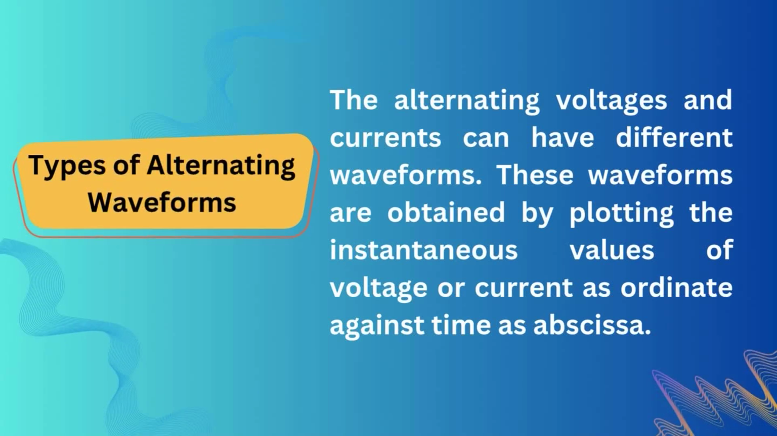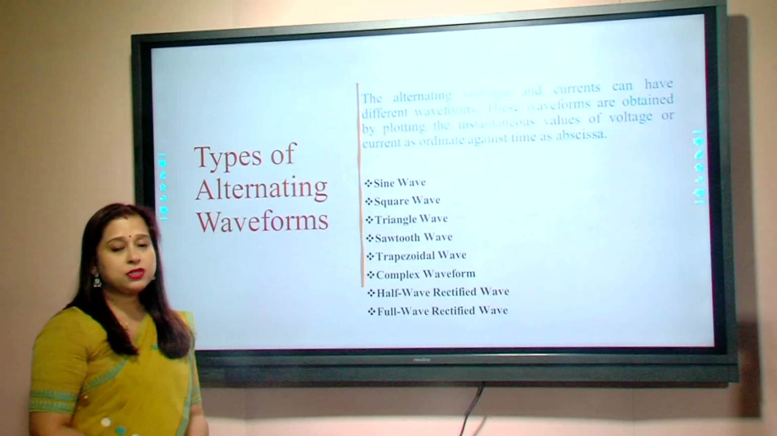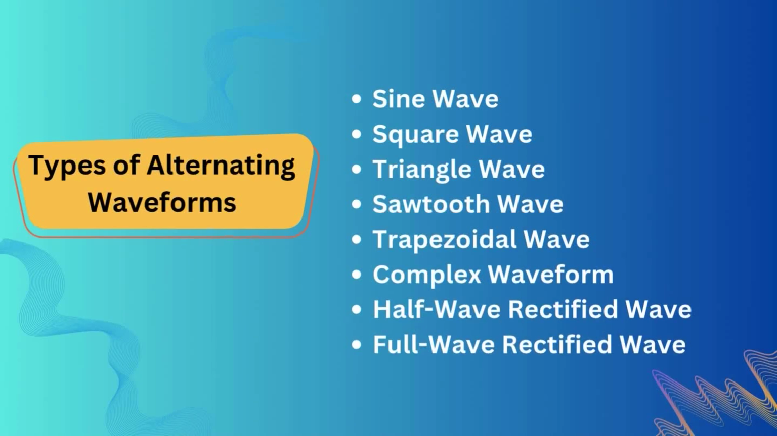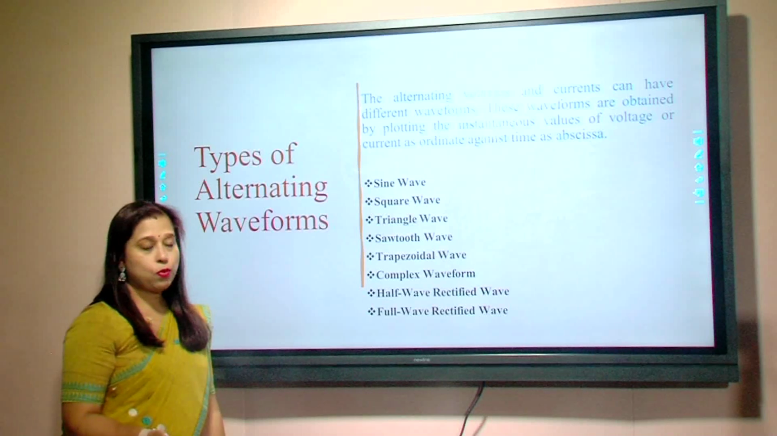The alternating voltages and currents can have different waveforms or wave shapes depending on the specific application, design, or the source. These waveforms are obtained by plotting the instantaneous values of voltage or currents as the ordinate against time as the abscissa. The main types of AC waveforms are the sine wave, square wave, triangle wave, sawtooth wave, trapezoidal wave, complex wave, half wave rectified wave, and full wave rectified wave. We will discuss these waves one by one.